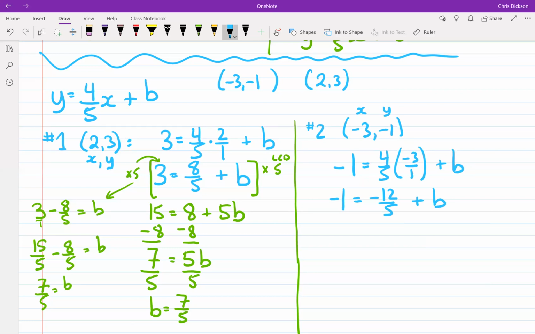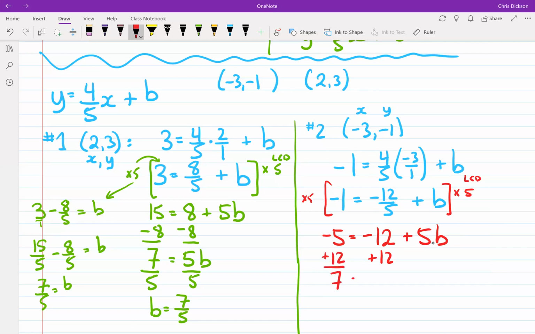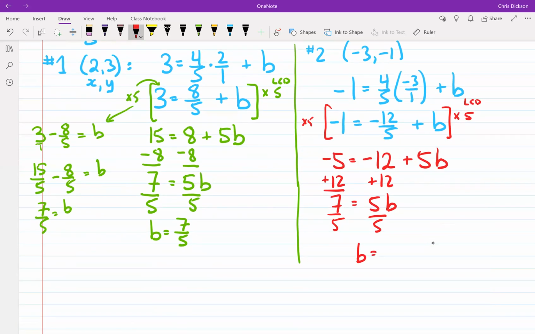And then once again, just like before, I'm going to take both sides of the equation and multiply it by the LCD of 5. Now you could times by -5, but I'm just going to use 5 here. I'll times this side by 5. So I'm going to get -5 is equal to, now -12 over 5 times 5, the 5s cancel, so -12. And then I get plus 5b. I bring the 12 over, so I'm adding 12 to both sides. You can see you're going to get a 7 here. And 7 equals 5b. So divide both sides by 5. That's going to give us a b value equal to 7 over 5.